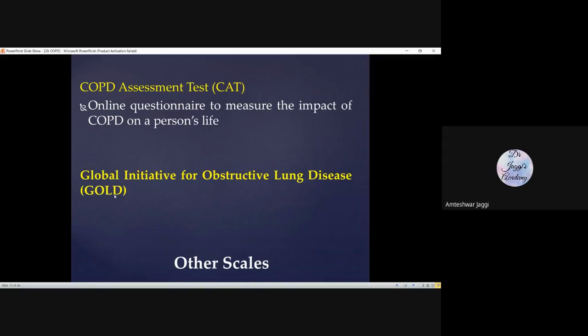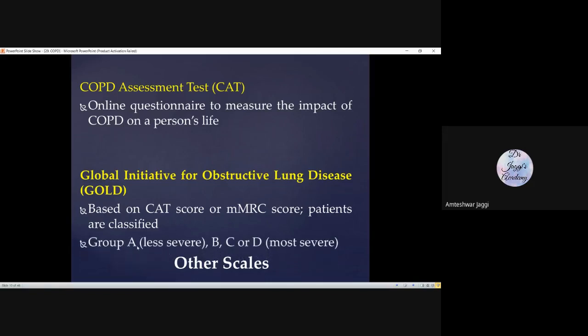Gold. So there are different words that are coming: CAT, MMRC, GOLD. Global Initiative for Obstructive Lung Diseases. Actually, this is the organization, or you can say this is the program. It takes the value of CAT, it takes the value of MMRC, and it classifies the patient. It has its own criteria A, B, C, D, and it makes certain kinds of recommendations.